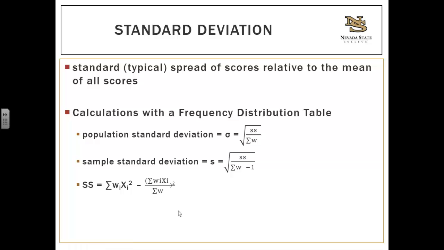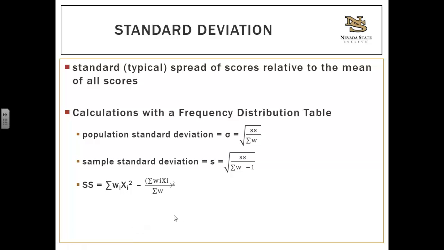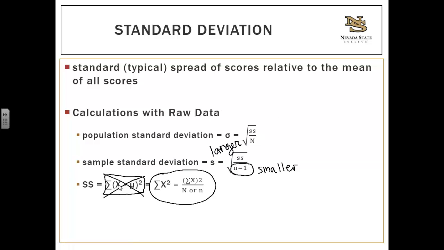Now, if you have a situation where you're using a frequency distribution table instead of raw data, you can think about your formulas a little bit differently. So we've still got our sigma and our s representing population standard deviation and the sample standard deviation. The sum of squares is going to look the same, but the formula for sum of squares is different.